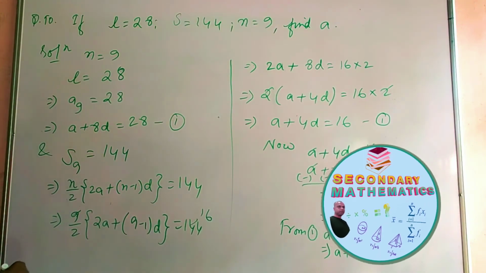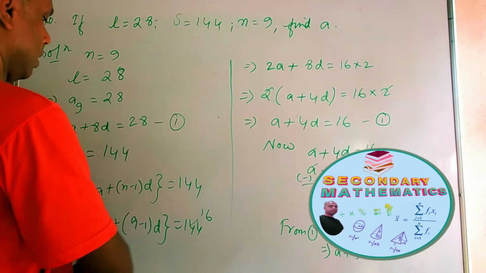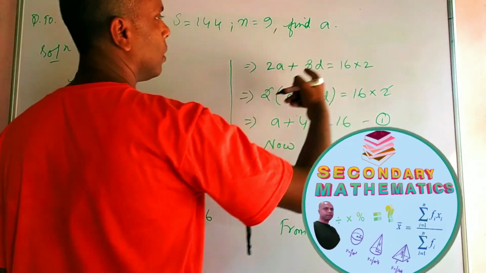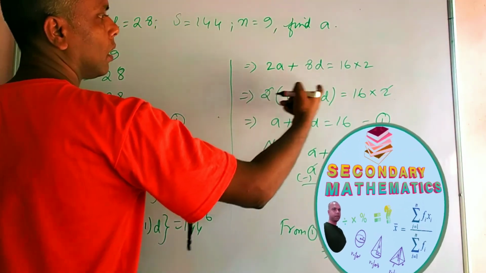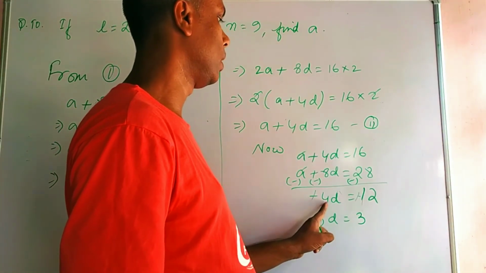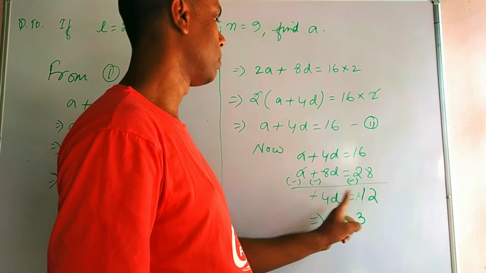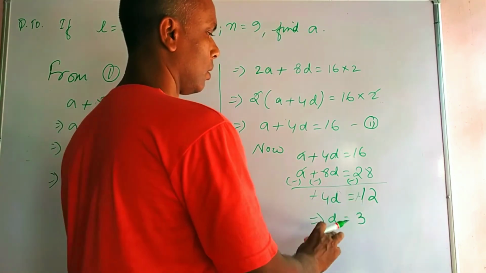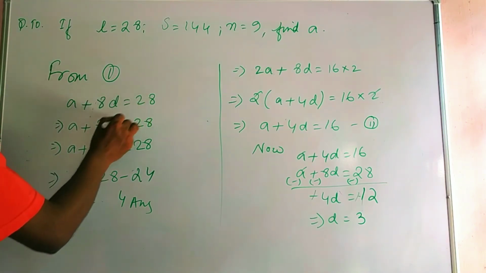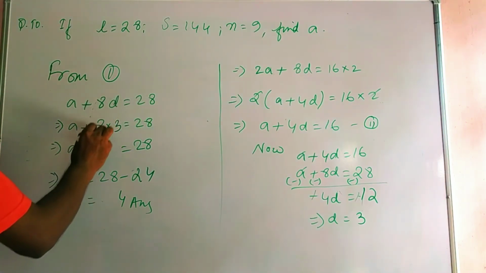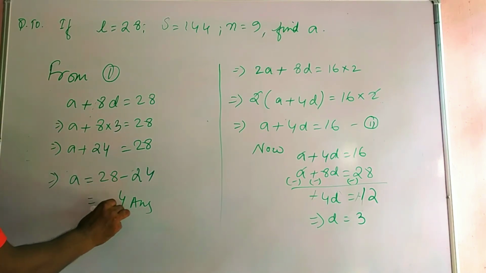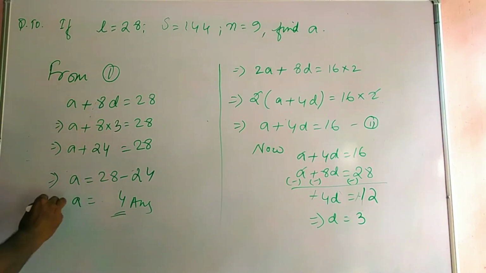So we write 2a plus n minus 1, that is 8d, 16 into 2. So we'll take common 2 here and cancel the 2. So we have here, you solve it, we get 4d equal to minus 12. So d is equal to 3. From equation 1, a plus 8d equal to 28, d value we write as 3. So after calculation we get the value of a as 4. A value we get is 4.